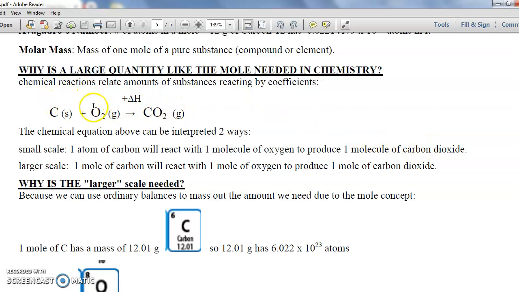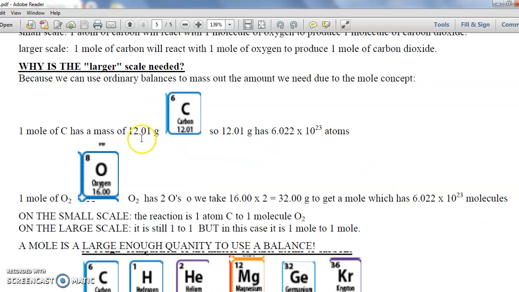So if we have one atom reacting with one molecule, I'd need a mole of atoms, 6.022 times 10 to the 23rd, to react with a mole of molecules, 6.022 times 10 to the 23rd. So to get a mole of carbon, we already said, I need 12 grams if it's carbon 12. But to get a mole of normal carbon, which would have all the isotopes of carbon in it, we know the average mass of the carbon atom is 12.01. So if I put 12.01 grams of carbon on a balance, I would have a mole.